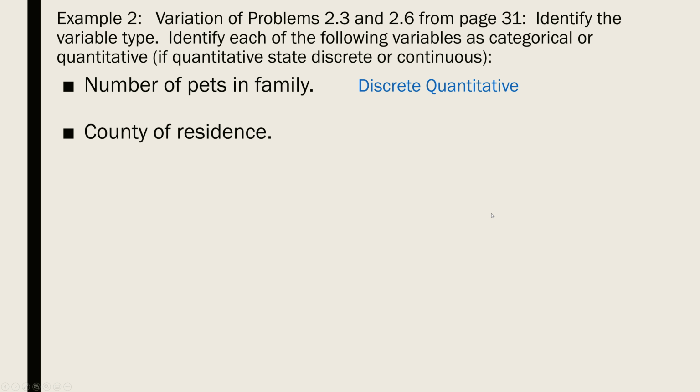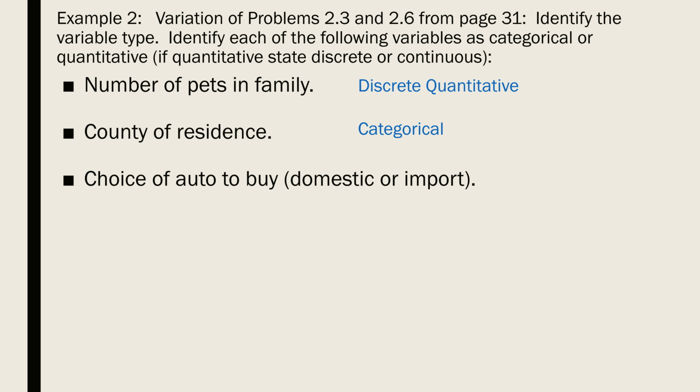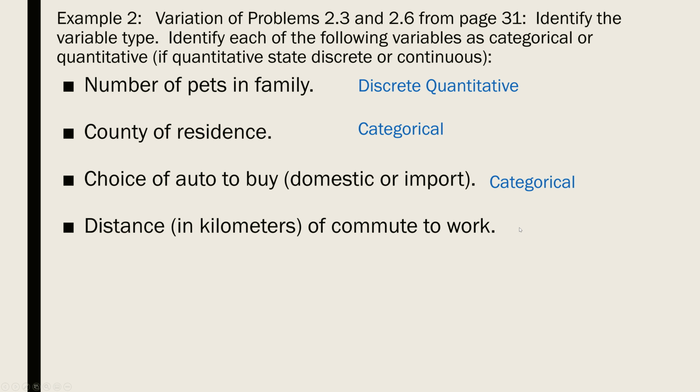County of residency. This one is obvious. It is categorical, right? It is not a count of measurements. Choice of auto to buy, domestic or import. The answer usually just domestic or import, so it is categorical. Distance in kilometers of a commute to work. It is measurements, and decimals are also allowed. For example, 1.1 kilometers or 1.5 kilometers, so it is continuous quantitative variable.